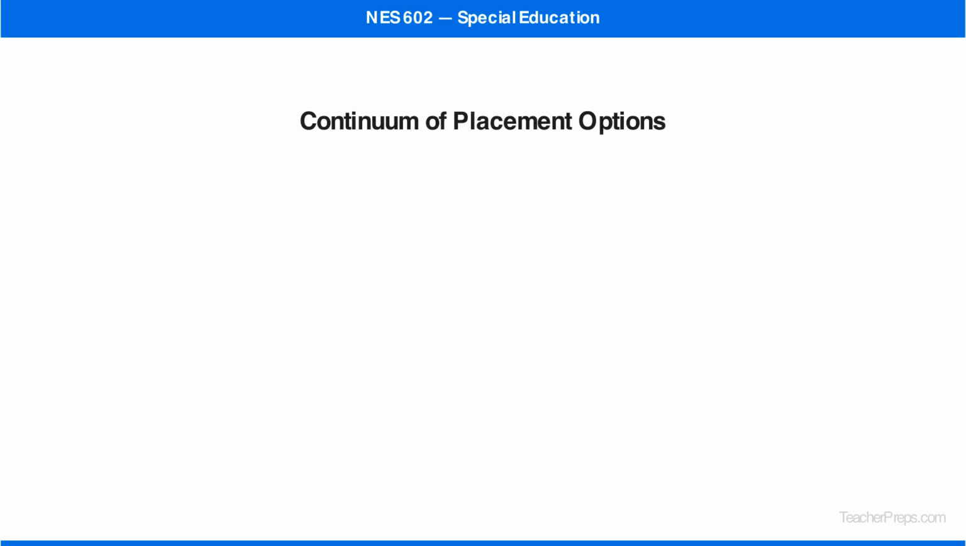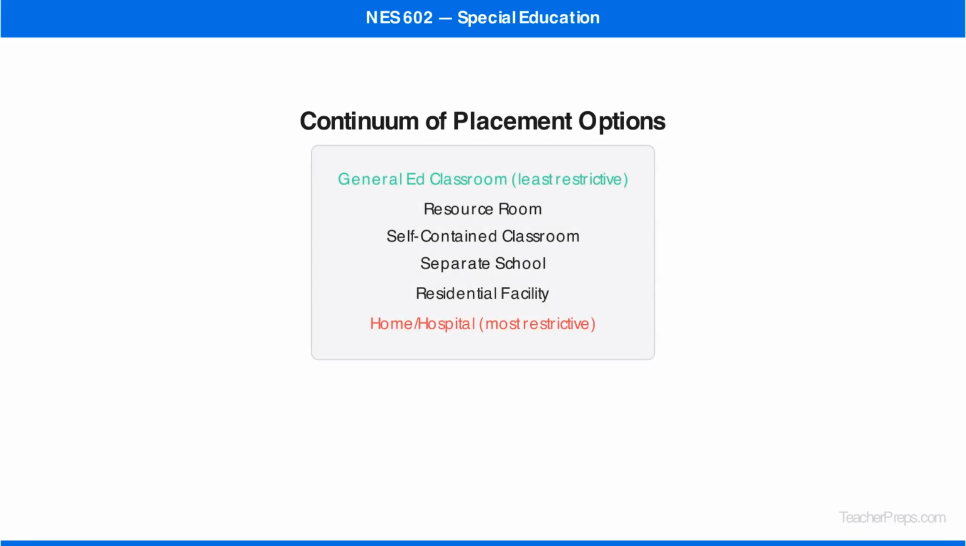Finally, the placement continuum. IDEA requires a full continuum of options from least to most restrictive. The general education classroom with supports is least restrictive. Then the resource room, where the student leaves general education for part of the day. Then a self-contained special education classroom. Then a separate school. Then a residential facility. And home or hospital instruction for medical reasons.